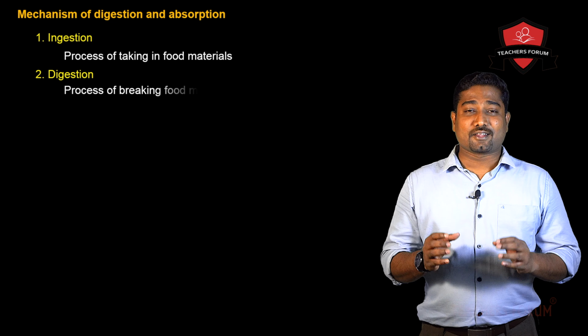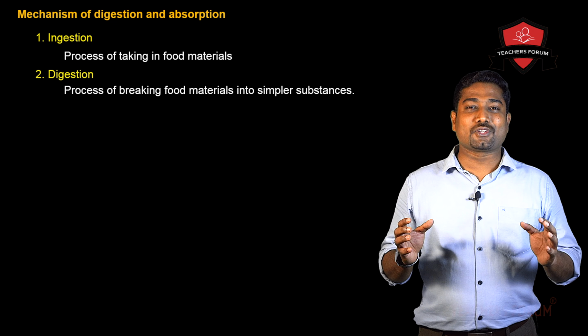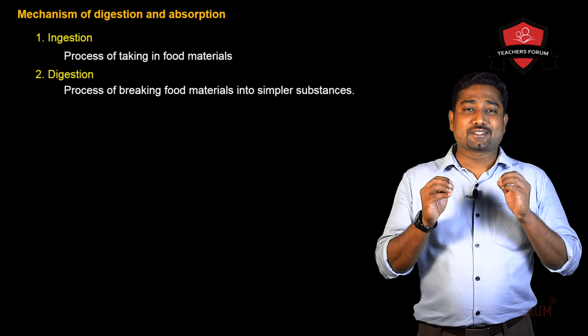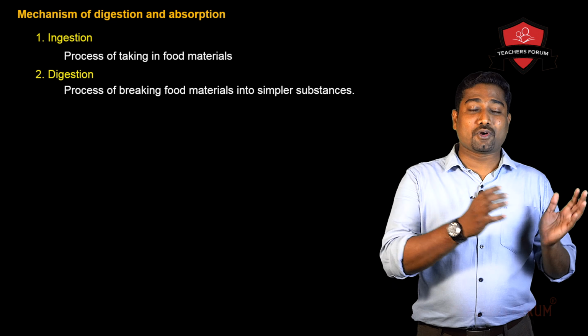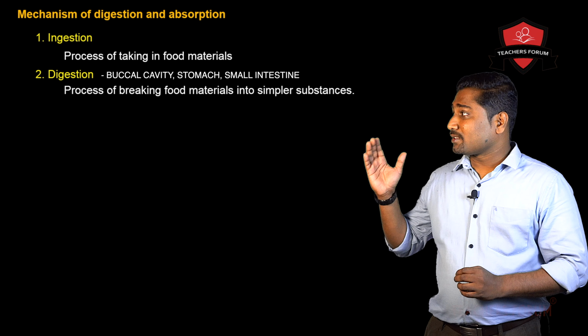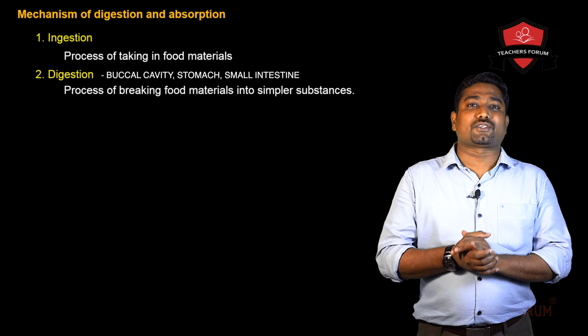In digestion, the complex food molecules have to be broken down into simpler molecules. So the polymer is to be converted to monomer. Then only our body can absorb it. Digestion occurs in 3 places of your body. They are the buccal cavity, stomach, and the small intestine.